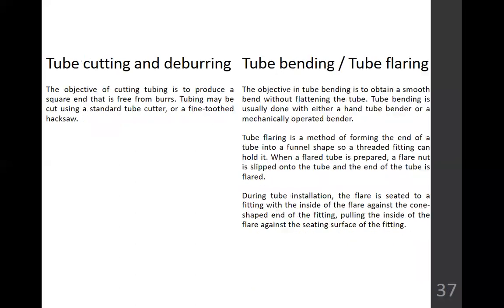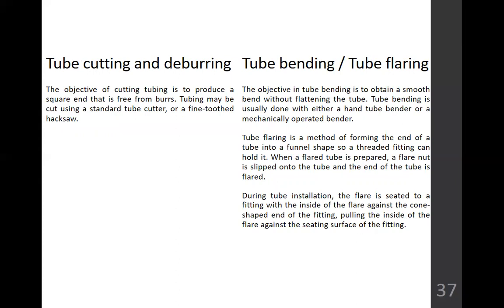Haba pa yan. So tube cutting and deburring. The objective of cutting tubing is to produce a square end that is free from burrs. Tubing may be cut by a standard tube cutter, so hindi ko napakita doon. Doon sa reference, may mga picture to. And fine tooth hacksaw. Maraming discussion dito. Tube bending and tearing, ganito rin, may mga drawing pa to, procedure.